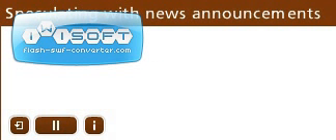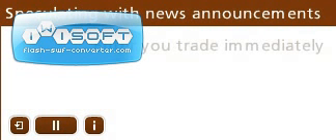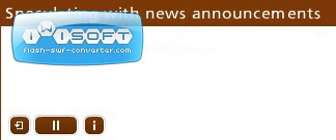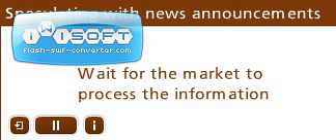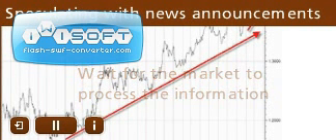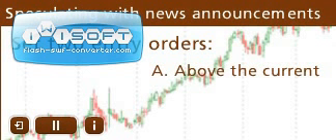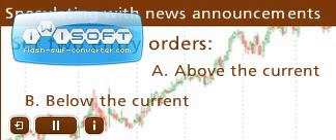You can take advantage of the price movement that follows a news announcement by doing one of three things. You can enter your trade immediately following the news announcement. You can wait for the market to process the new information and enter your trade once a new trend has been established. Or you can set two entry orders, one above the current price of the stock or CFD, and one below the current price of the stock or CFD, just before the announcement is released.